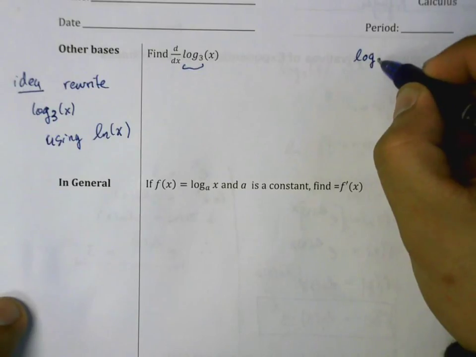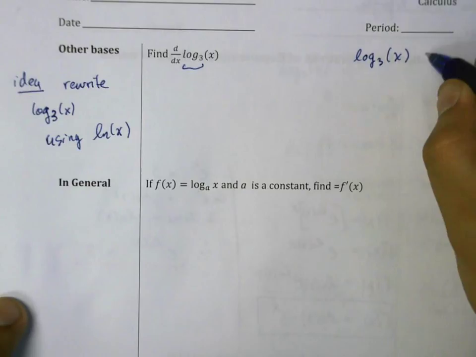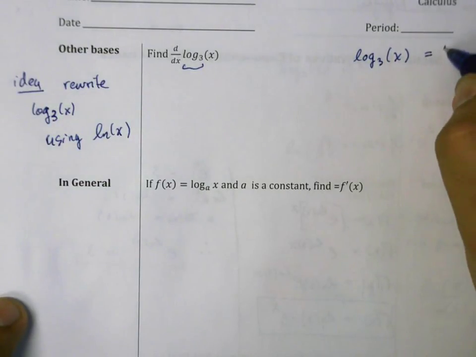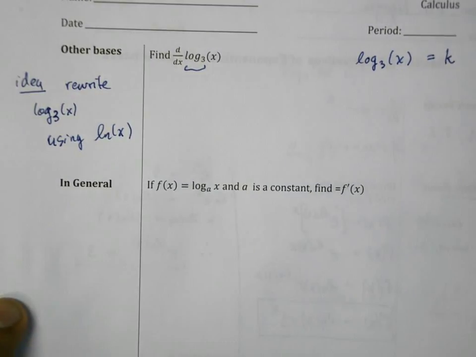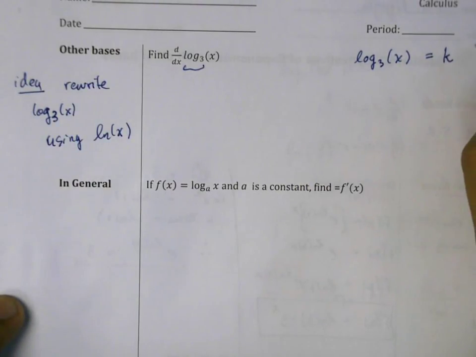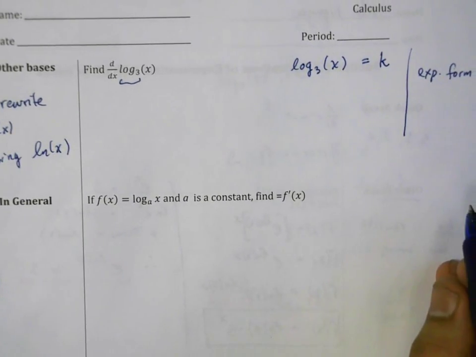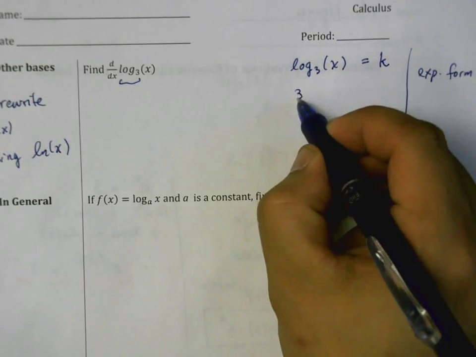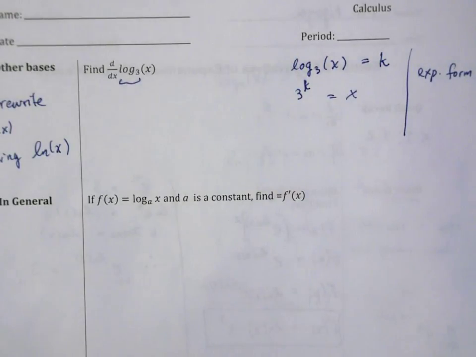And so let's see. Let's pretend that log base 3 of x is equal to something. It's equal to some value. We don't necessarily know what that value is, but we'll just say that it's equal to k. Then what we're going to do next is rewrite in exponential form. So this is 3 to the k is equal to x.